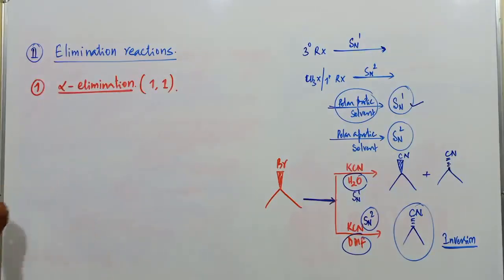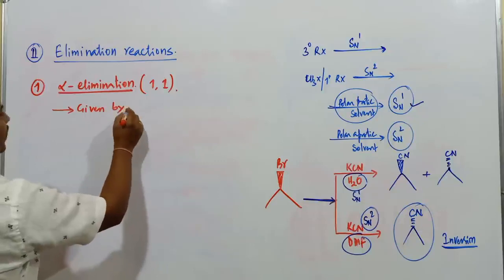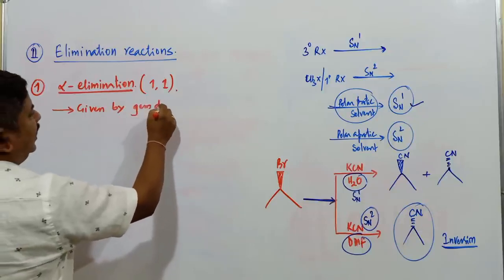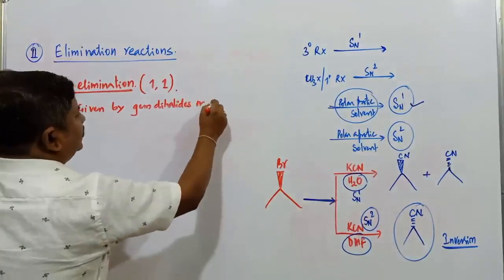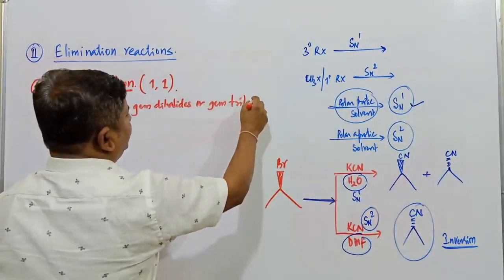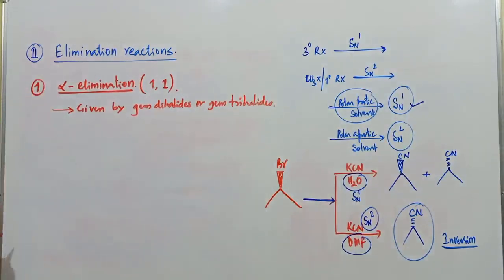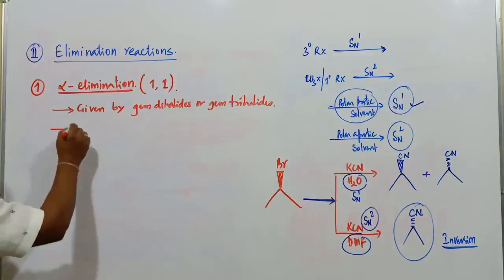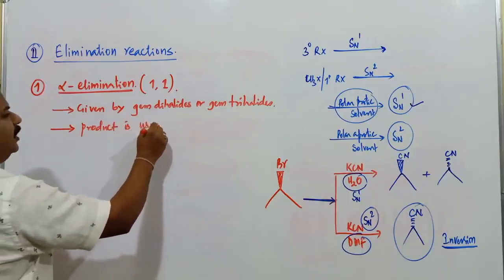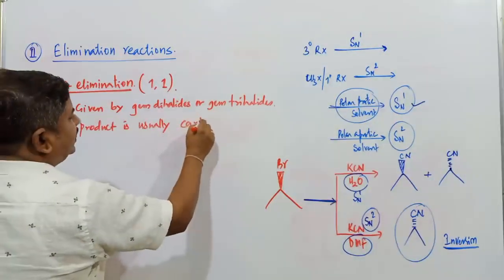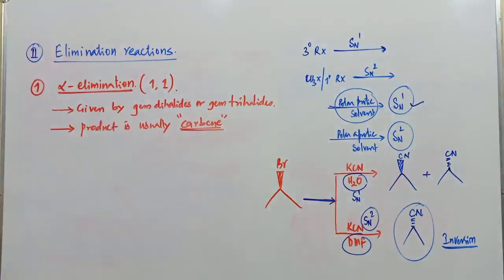This type of elimination reaction is given by gem dihalides or gem trihalides. Wherever dihalides and trihalides are there, those compounds usually undergo alpha elimination reaction. And in this alpha elimination reaction, the product is usually an intermediate, that is carbene. Remember, carbene is the product obtained in alpha elimination.